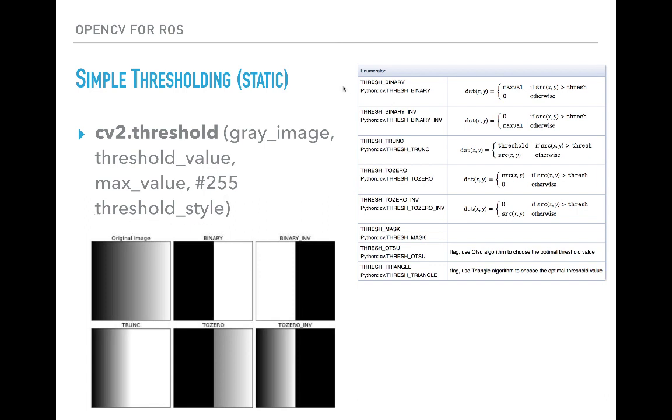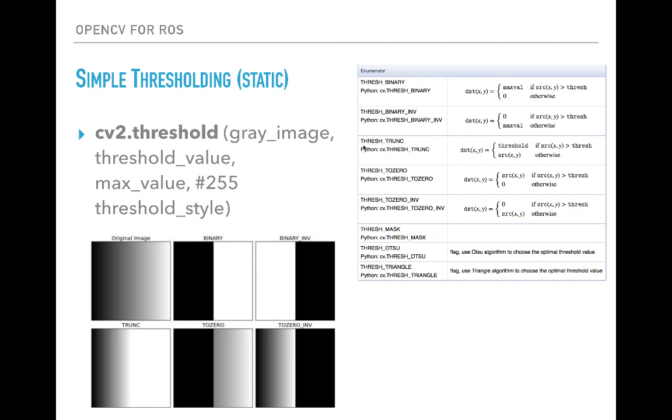There are different threshold styles predefined in OpenCV. We have threshold binary, which is very simple. For every pixel at position X and Y, if the value of the pixel is greater than the threshold, then we will assign the maximum value, which is 255, which means white color. And if the value of the pixel is smaller than the threshold, we will assign 0. Another style is threshold binary inverted, and here we will do the opposite. If the pixel value is greater than the threshold, we will assign it to 0. Otherwise, we will assign it to the maximum value, 255.